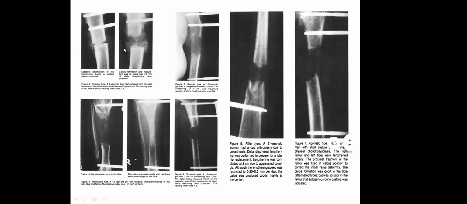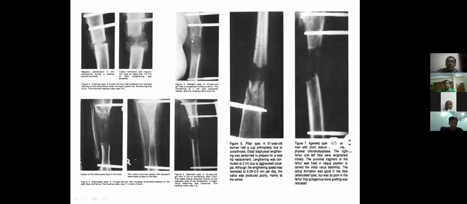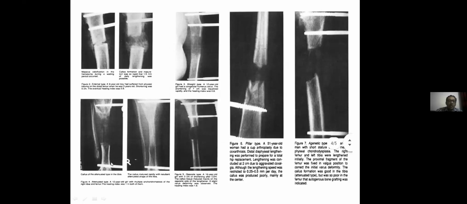This slide shows the radiographic features. Here is the fusiform-like callus, and this is the straight type of callus. And this is the attenuated type of callus. Here, the opposite type of callus. And this type of callus is seen in some portion; this is the pillar type callus. And the least callus is found in the agenetic type.